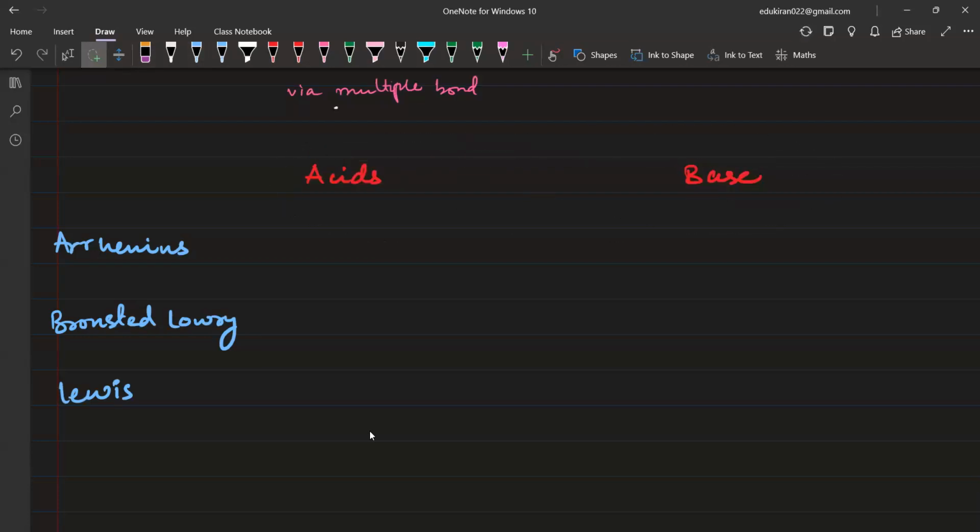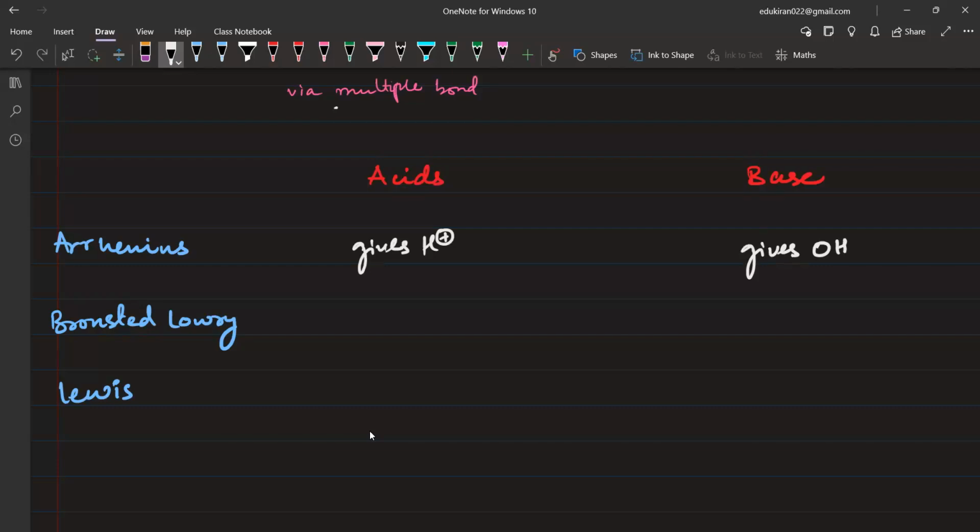So according to the Arrhenius concept, what are acids, Harsha? They give H plus ions in water. And bases? They give OH negative ions. Bronsted-Lowry?